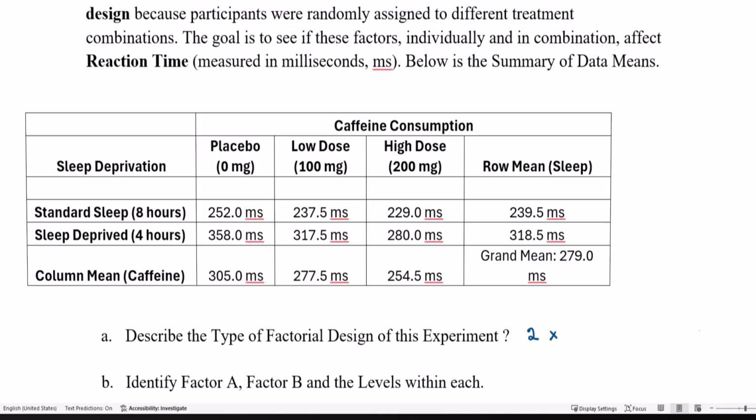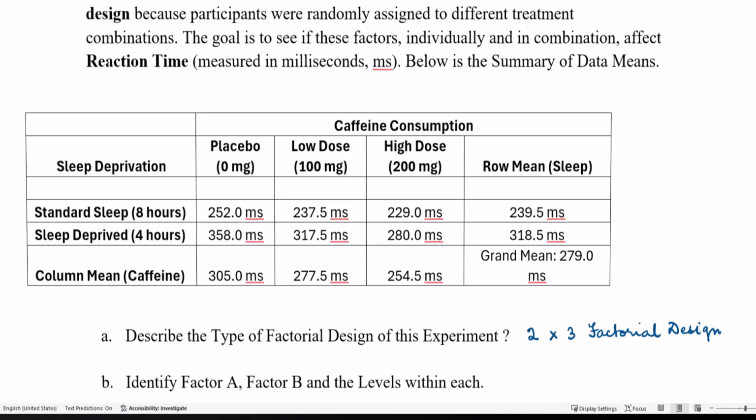now let's look at the levels within the second factor, which is caffeine consumption. There are 3 levels within caffeine consumption, so that's placebo, low dose and high dose, correct? So it's 2 times 3, that's the factorial design. So if someone asks you to describe the factorial design, just look at the number of levels within each factor and write it in A times B form, right? A being the levels within factor A and B being the levels within factor B, right?